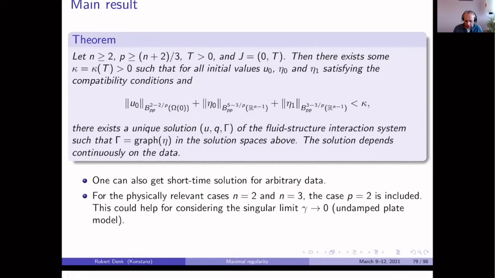Interesting may be the situation p equal 2, because of this condition. If you check this in the physically relevant cases n equal 2 and 3, then p equal 2 is included. This is interesting because if you want to go to a singular limit from the parabolic to the hyperbolic setting, maybe the case p equal 2 is important, and it's not so bad to have maximal L2 regularity here. But this is for the future, I would say.